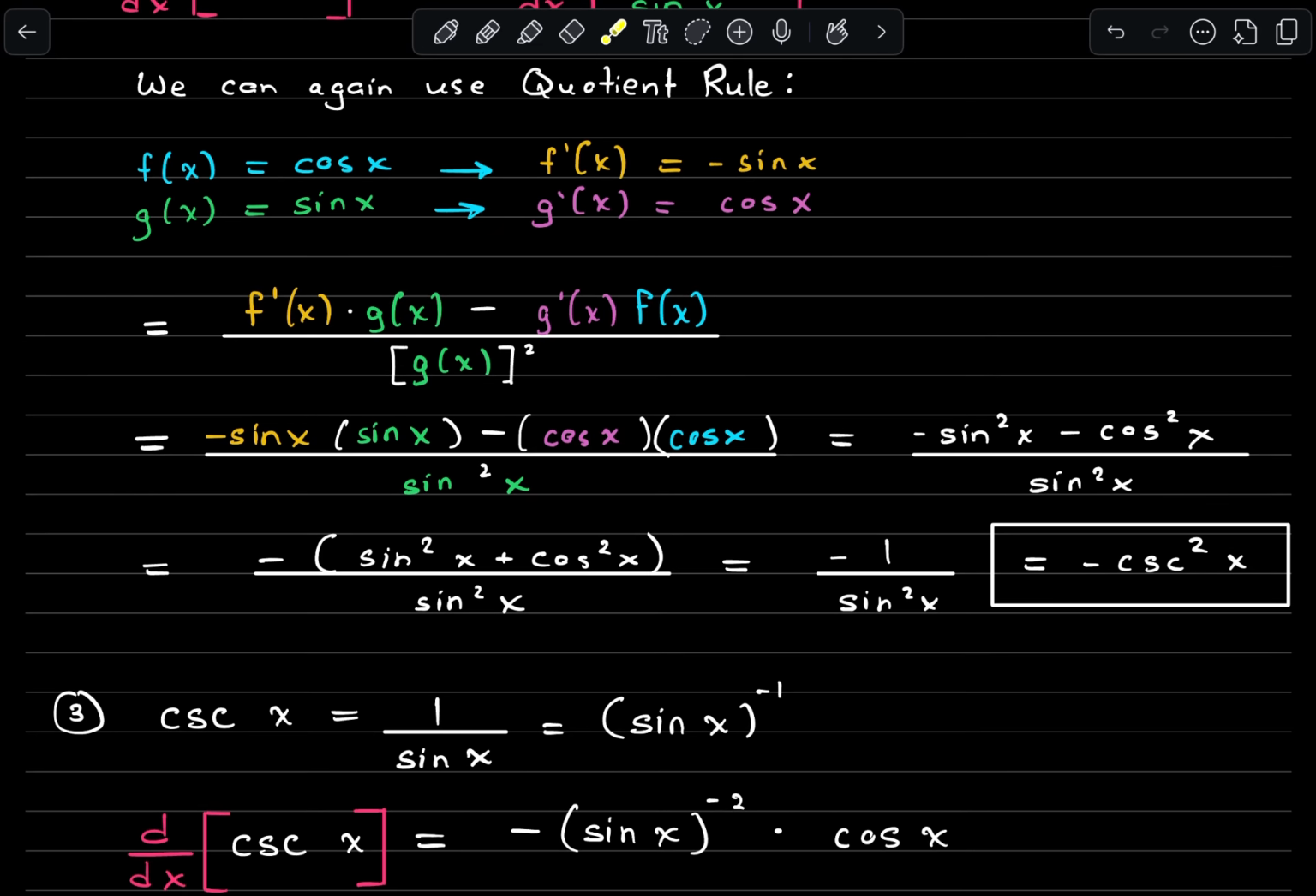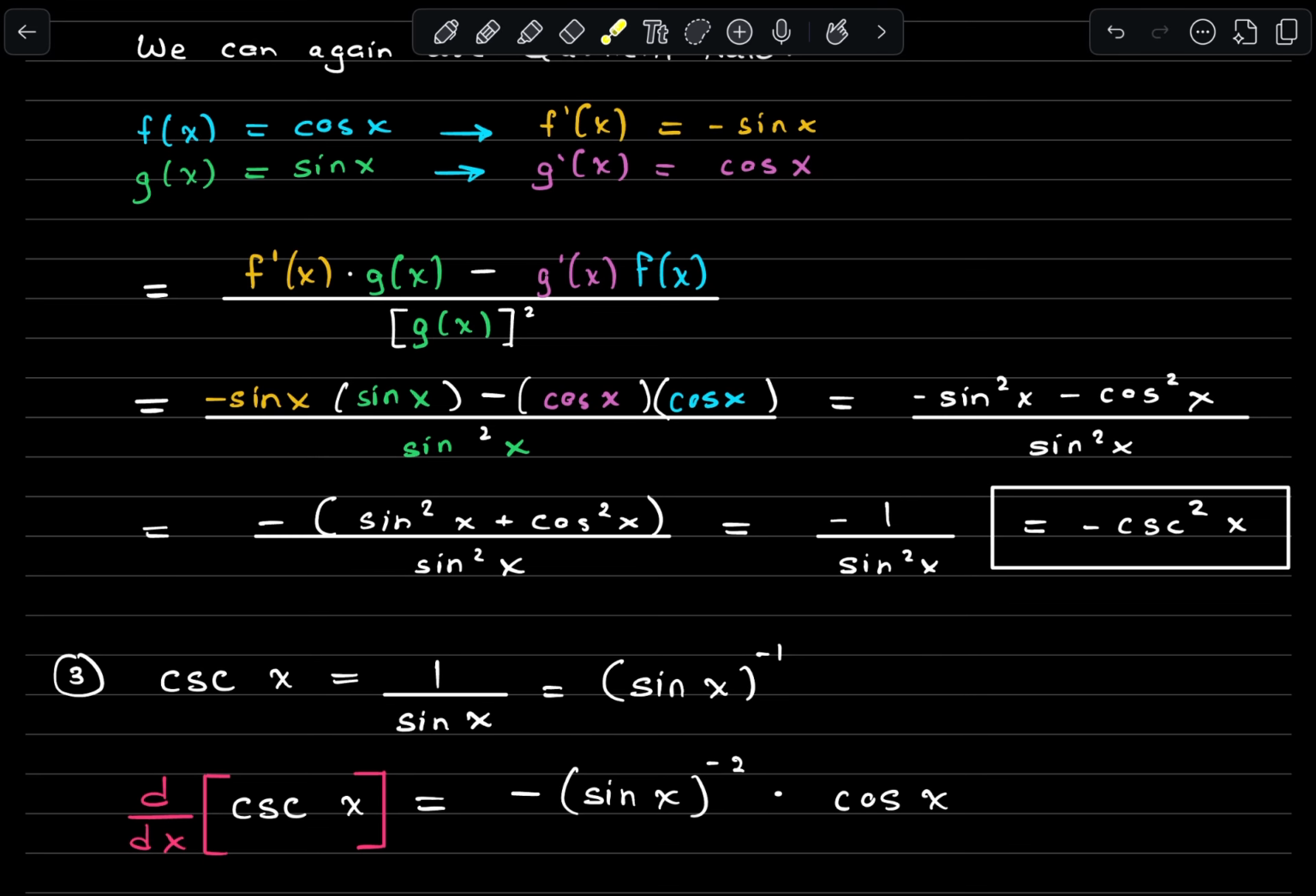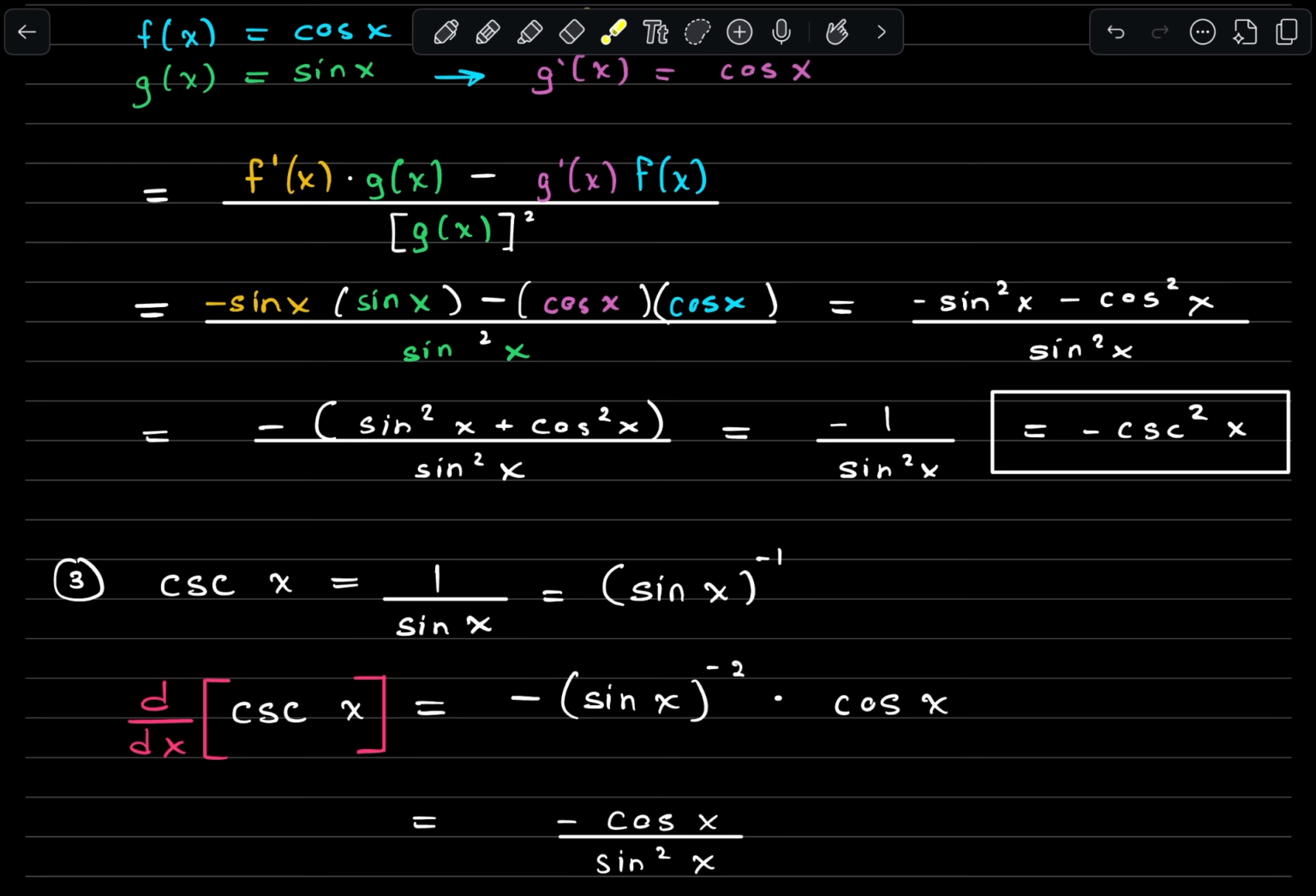So, in other words, the derivative of cosecant of x is going to be, now, by power rule on the outside, negative of sine of x raised to negative 2 power times the derivative of the inside, which is cosine of x.